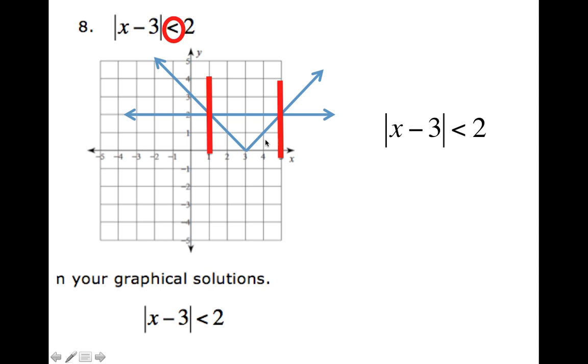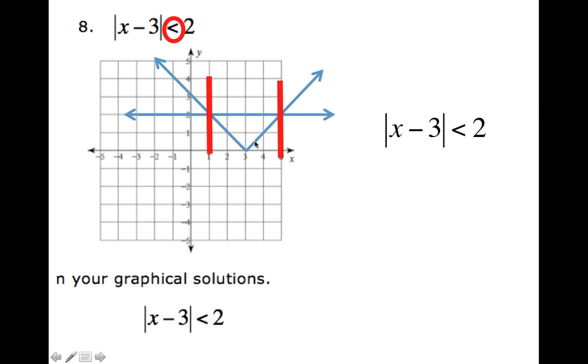Let's take a look algebraically. I write it out. This has no numbers in front or behind, so it's ready to go. Whenever you have an absolute value that looks like this, where it says less than 2, it means you're looking for a distance of less than 2. Think of it as your vertex here. Here's a distance of 2 in this direction, and a distance of 2 in this direction. And we're looking for distances less than 2.